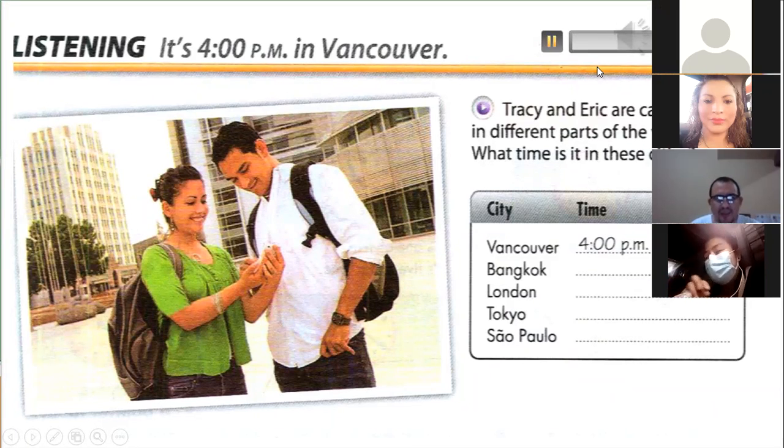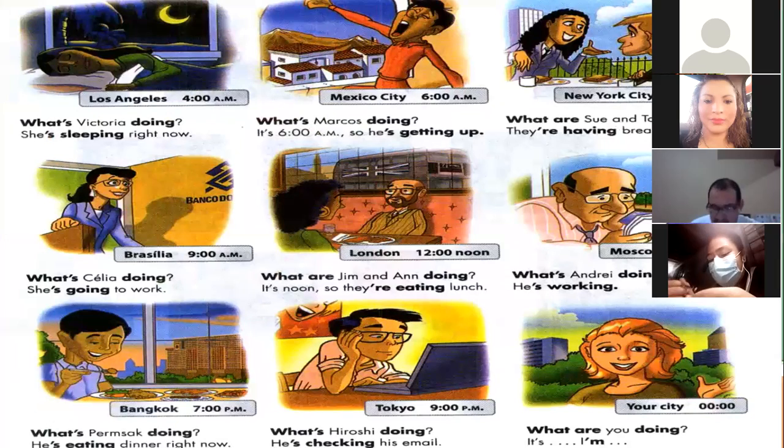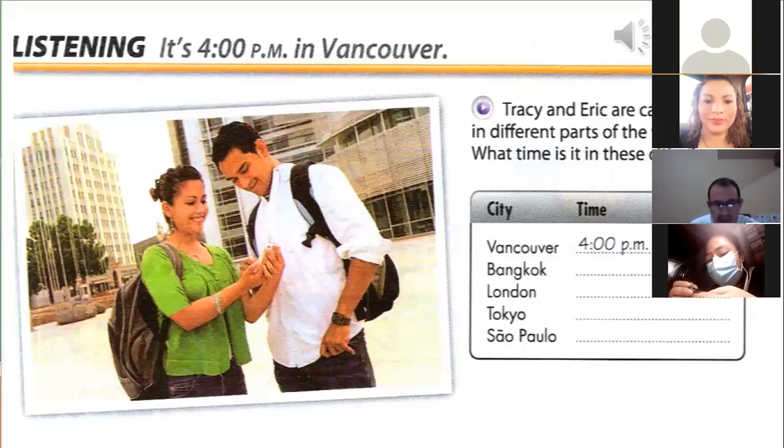Listen again. Here in Vancouver, so it's 7 a.m. in Bangkok. What time is it in Bangkok? 7 a.m. Ah, you see, not p.m. 7 a.m. Very good. Okay, you see, it's different. Notice that there is a big difference between 7 a.m. and 7 p.m. In this case, they had to put it like this, see? A.m., right? Okay, 7 a.m.